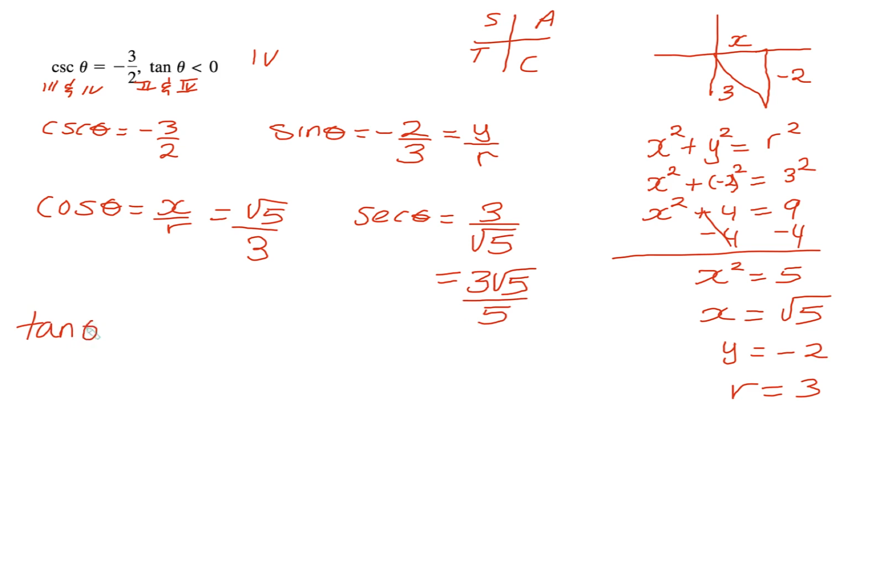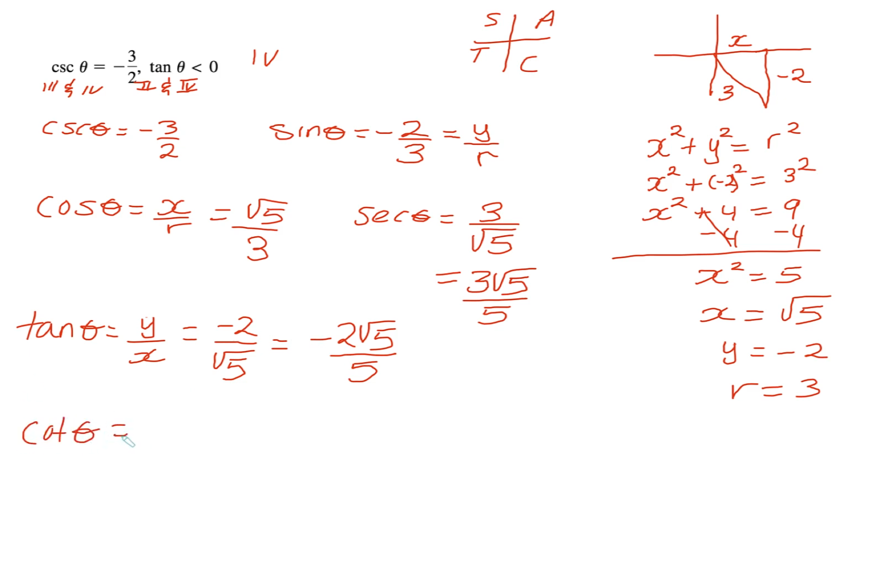Tan theta, we know that is always y over x. Oh, let's see, what is our y? That's negative 2. Our x is going to be square root of 5. And remember, we need to rationalize, so that will be negative 2 square root 5 over 5. And again, notice that the only one that's supposed to be positive in quadrant number 4 is cosine. Sine has to be negative, and tan has to be negative. There's your negative.